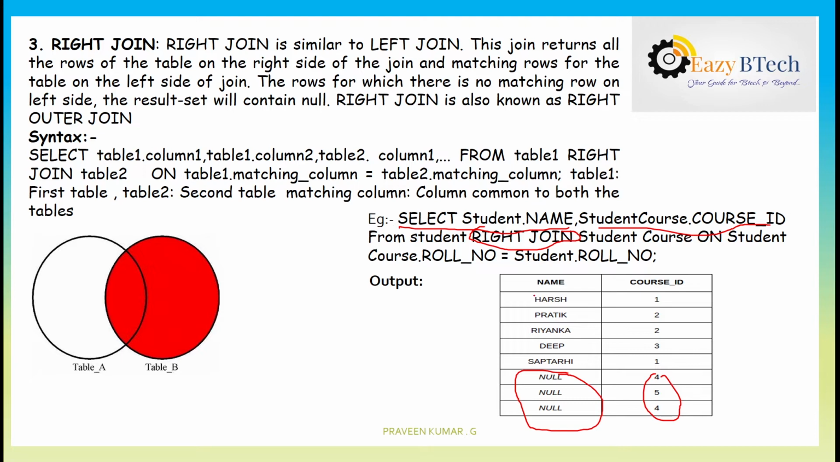Okay, these course IDs, rule number 8, 9, 10, 11, are not available in the corresponding students. That's why here we print null, null, null. This is about the right join.